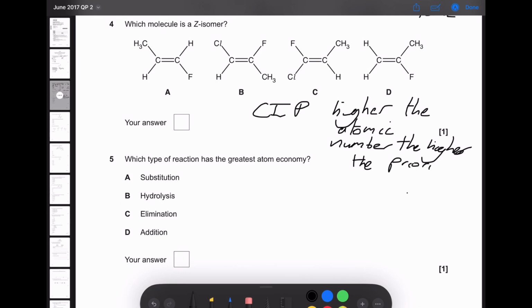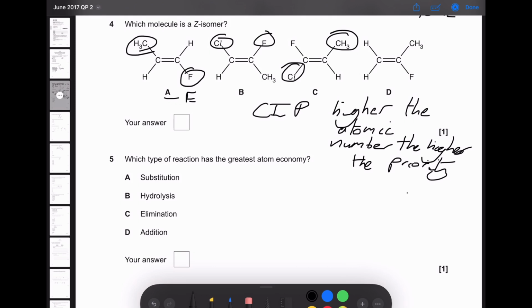So, looking at molecule A, which is higher out of carbon and hydrogen, well, it's going to be this one. Which is going to be higher, fluorine or hydrogen? Well, it's going to be fluorine. These are on opposite sides, so it's E. Chlorine versus hydrogen, well, it's going to be chlorine, and fluorine versus carbon, well, it's going to be fluorine. Fluorine versus chlorine, it's going to be chlorine. Hydrogen versus carbon, it's going to be this one.